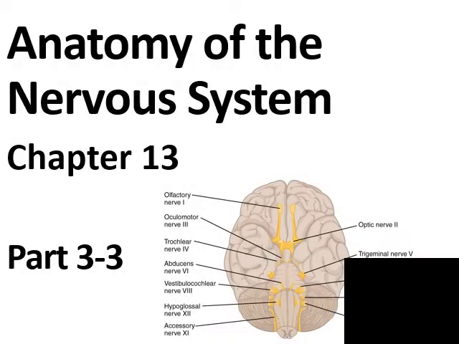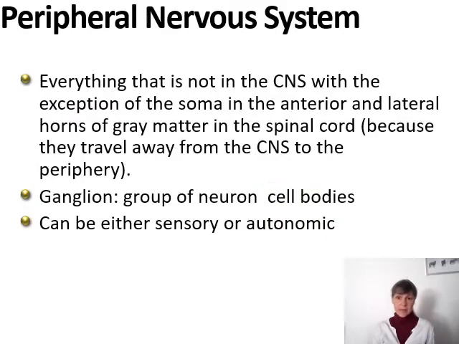This recording is part 3 of the anatomy of the nervous system. Now that we've looked at the central nervous system, we're going to go ahead and look at the peripheral nervous system, which includes everything that's not in the central nervous system, with the exception of the soma, which you remember are the nerve cell bodies, in the anterior and lateral horns of gray matter in the spinal cord, because those neurons have axons that are going to exit through the ventral root to form nerves that are going to travel away from the central nervous system to the periphery of the body.